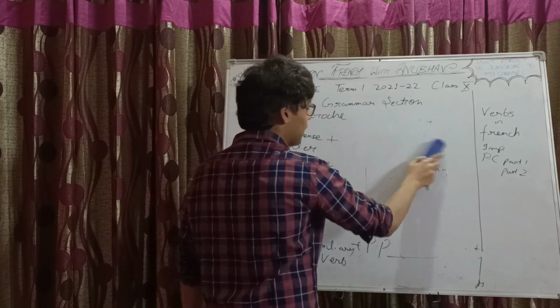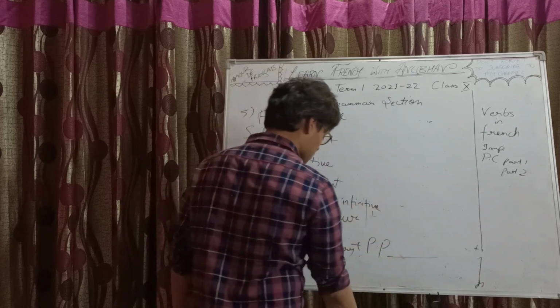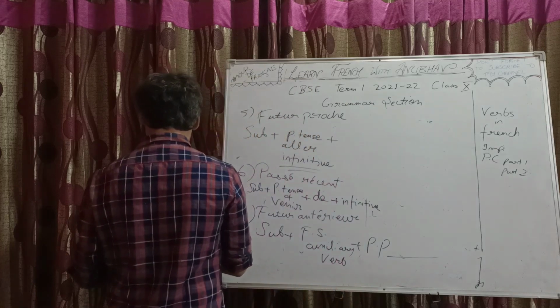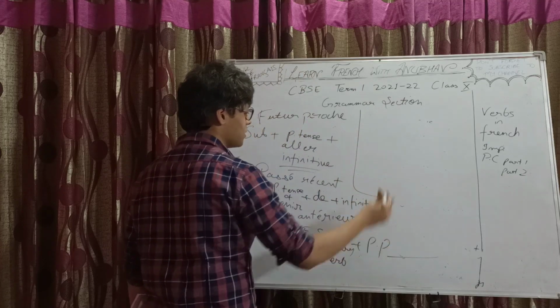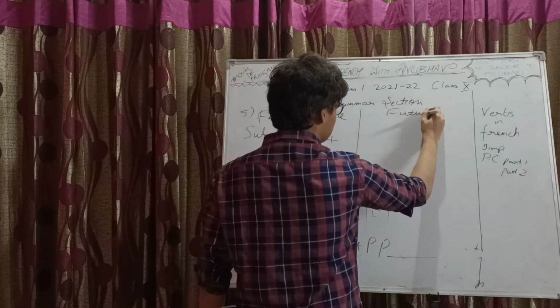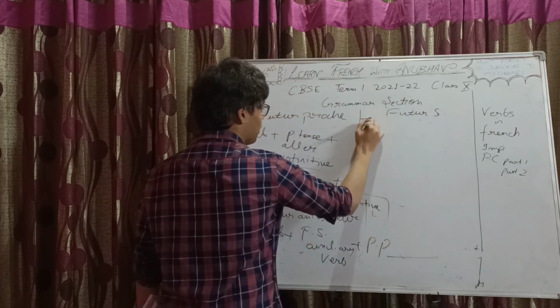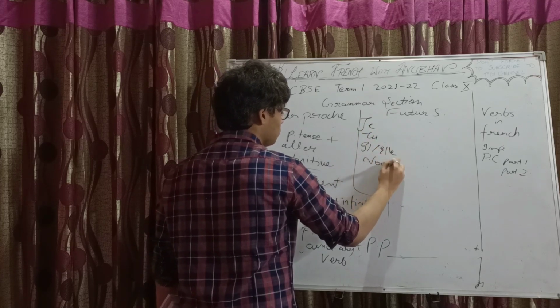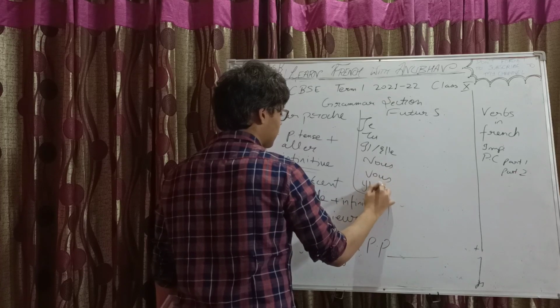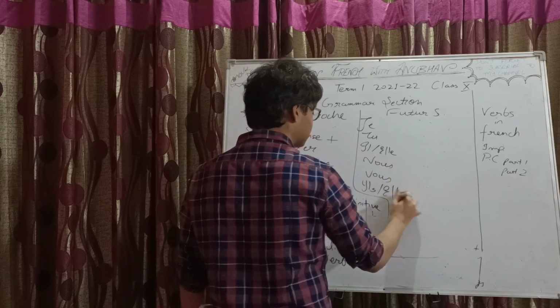And last in the line, we have four tenses. We have futur simple. Simple future, future event. For future events, we use futur simple. Now, it has its own endings, il, elle, nous, vous, ils, elles. And it again has a lot of exceptions.